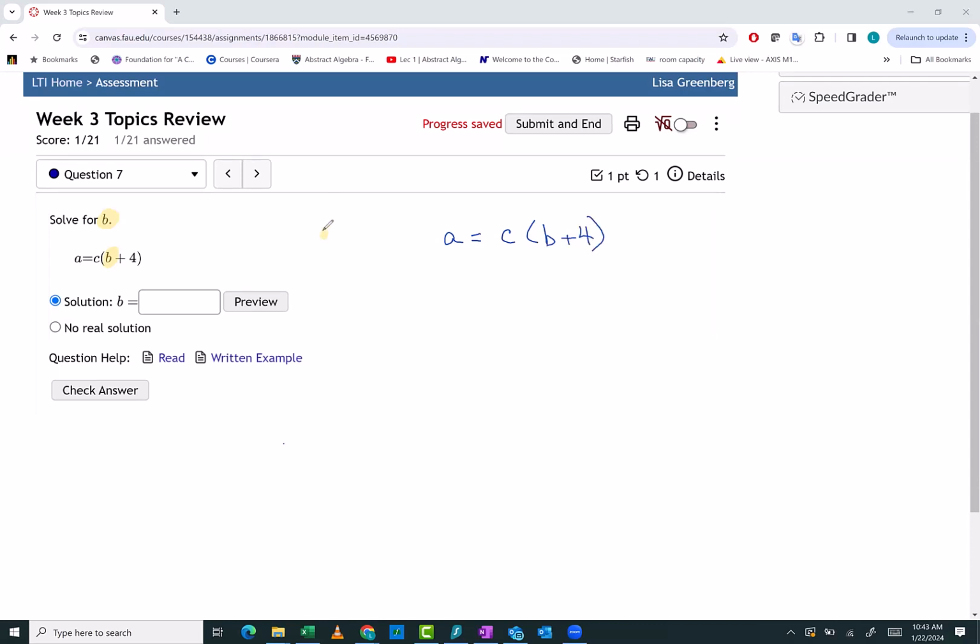One way I can do it, I can distribute: A equals CB plus 4C. Remember, I'm trying to isolate my B, and always notice where it is. It's right there. Don't worry that there's other letters around it. You just want to first start with getting everything away from the B. Let's subtract 4C from both sides.